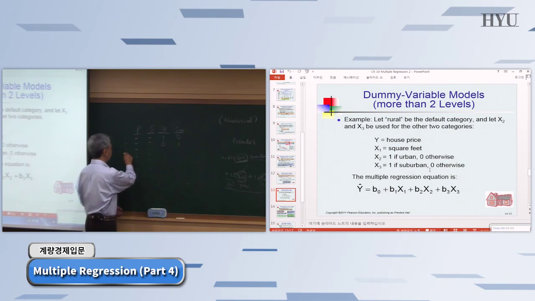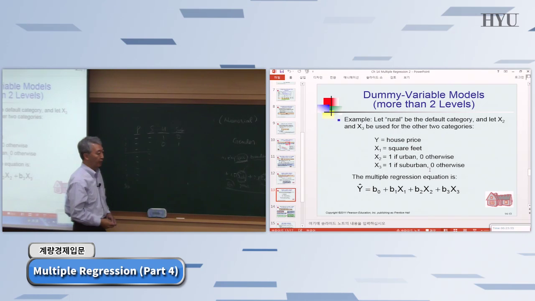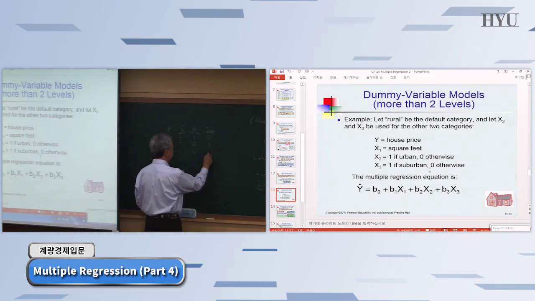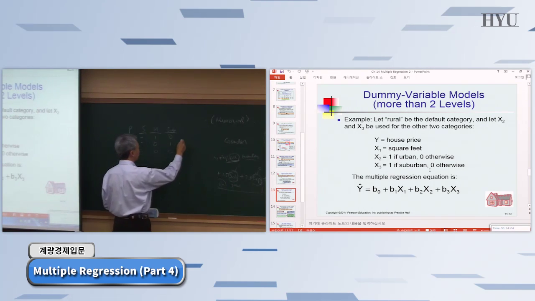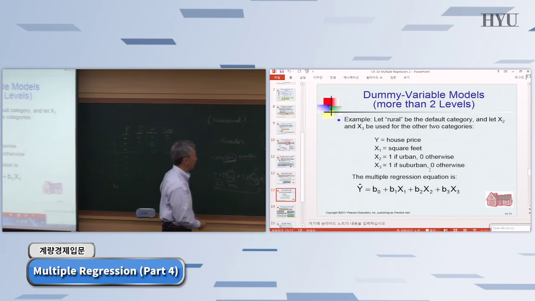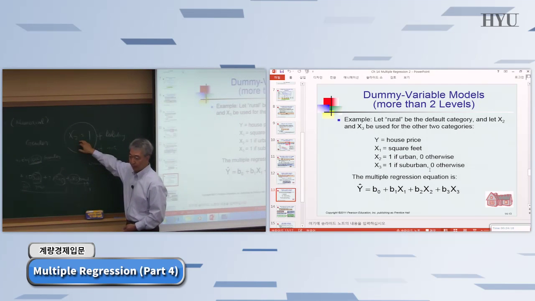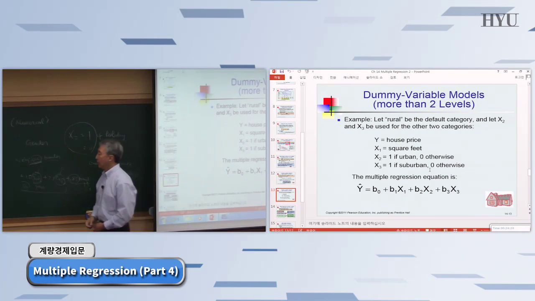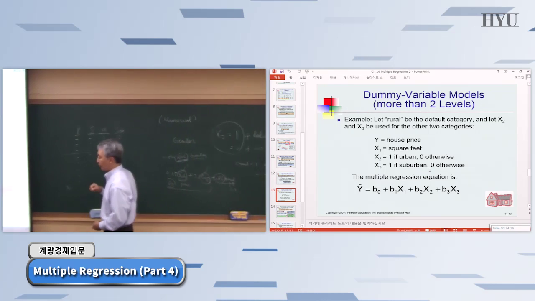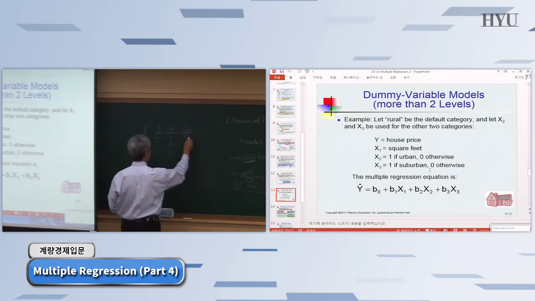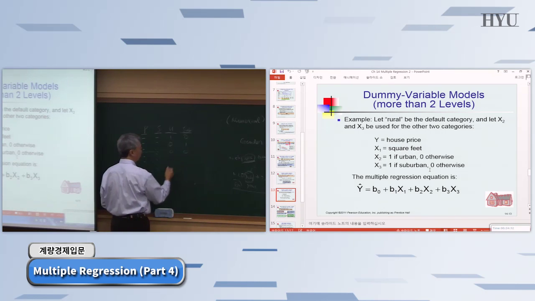Suppose the third house is located in a rural area. Then both dummies are 0, 0. You don't create another dummy variable for rural, right? You don't need to do that. When we had 2 levels, we created 1 dummy variable, and that was sufficient, by assigning 1 or 0. So if you have 3 levels, by creating 2 dummy variables, you can do either 1 or 0.